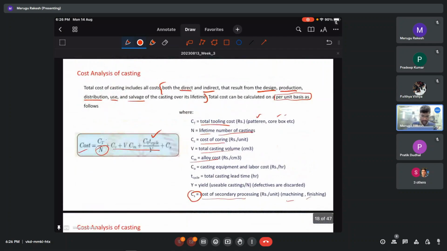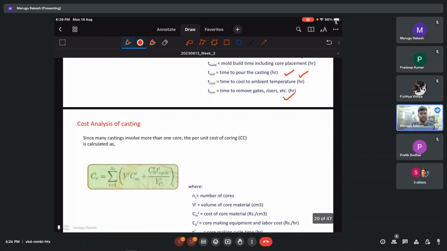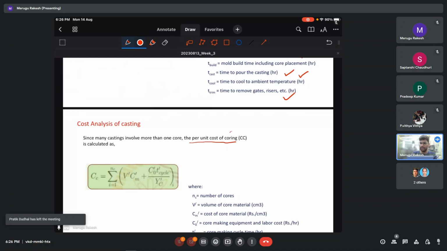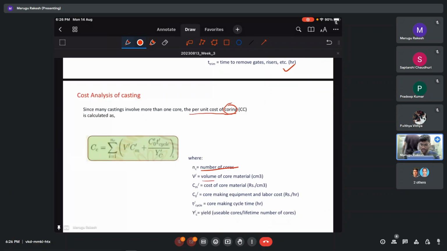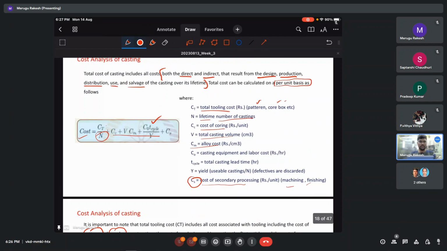Then cost analysis of the casting. So this is the unit cost of coring. If we are using any core in our analysis, then this is how it is used. Since the cores are numbered, the sum runs from i equals 1 to NC, the number of cores: volume of the core material multiplied by cost, plus core making equipment and labor cost multiplied by total make cycle time, divided by the yield. So this is how the coring cost is involved. CC is the cost of making cores.